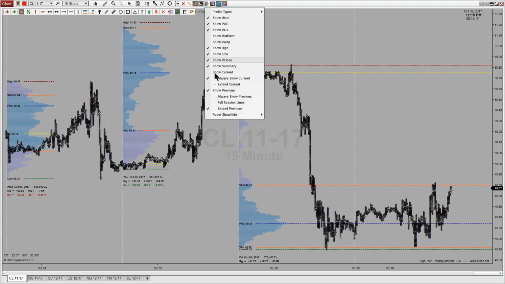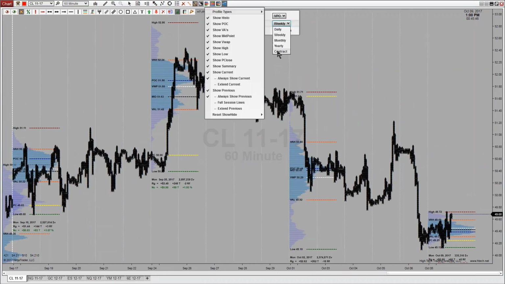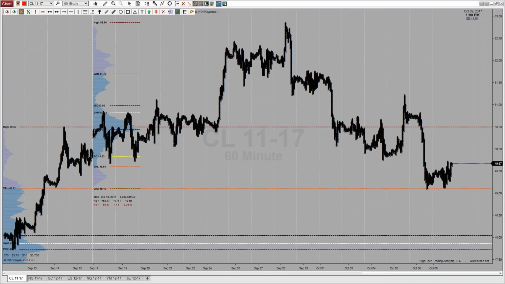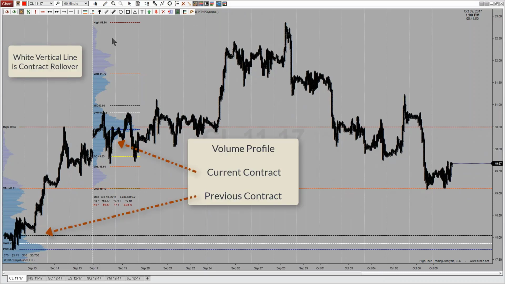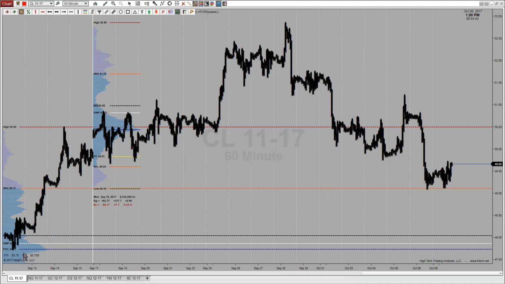Okay, let's go back and turn that off. Now you can see with a little manipulation, I just set that to contract, and now I'm looking at this developing contract here with last contract with their values extended, and we can see that even from a contract perspective, we came right down to the value area high of the last contract, bounced off and possibly going back up to retest this high up here.